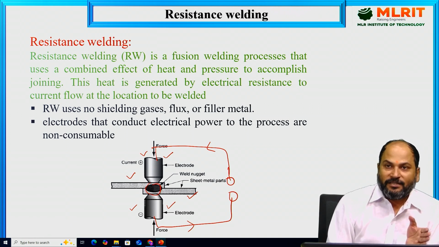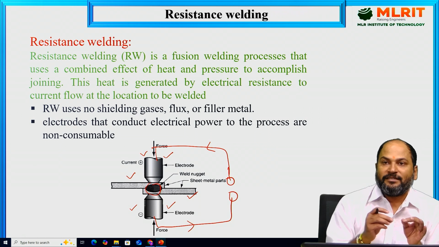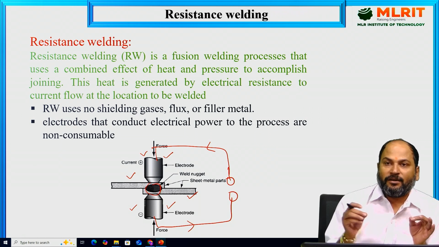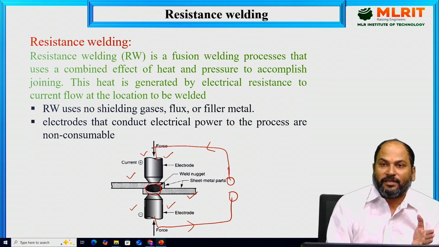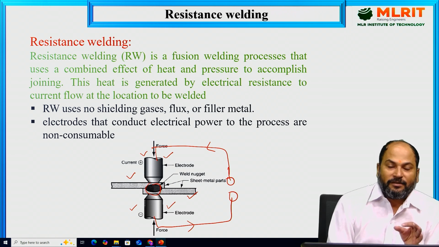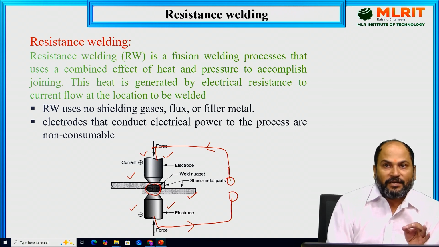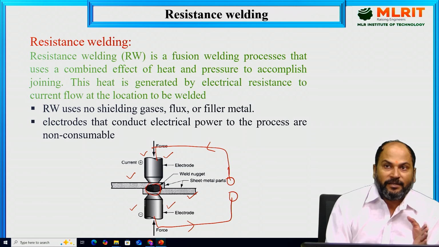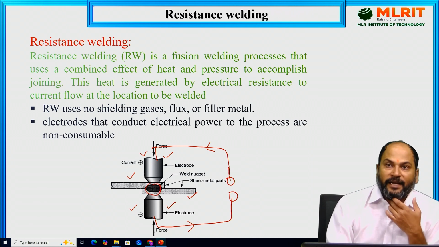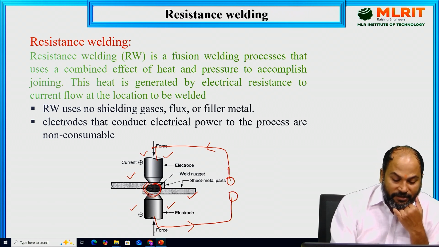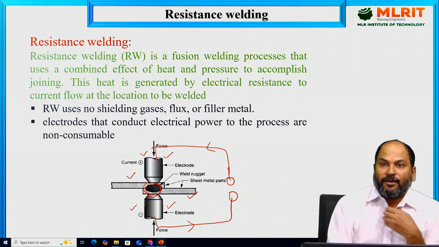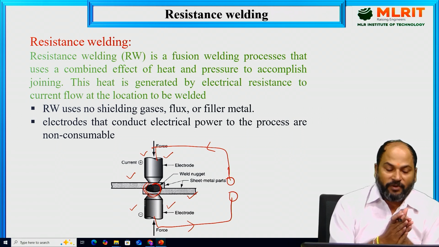Whenever there is hindrance to current flow through a circuit, you know there will be heat production. Heat will be produced. This is the fundamental behind this process. Whatever the resistance provided to the current flow through the circuit elements, that heat is used to melt the material where the two parts are in contact. Once it melts, it will solidify and the two parts will be joined together.